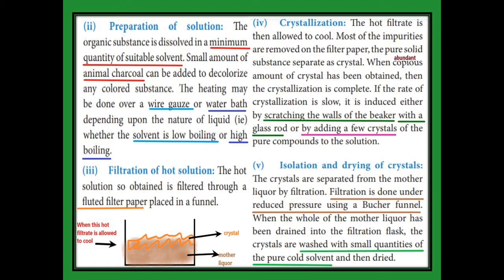Now we obtain the crystallization. Suppose the crystals are not formed because the rate of crystallization is very slow, at that time we have to scratch the walls of the beaker with a glass rod.